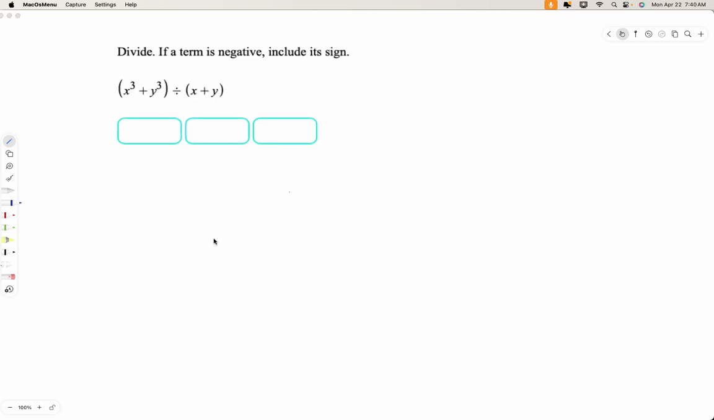All right, here's the last one. It says divide. If a term is negative, include its sign. Again, this is a perfect cube, and it's a positive. So we know that's going to be the first form. So the first form is the first thing plus the second thing, which is this right here, times the first thing squared minus the first thing times the second thing plus the second thing squared. So I'm going to let you do this one.